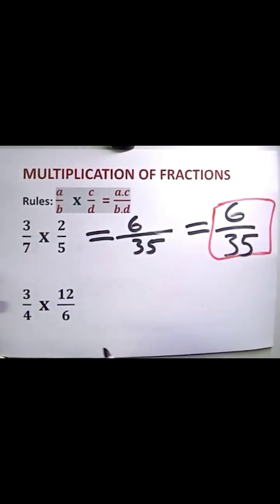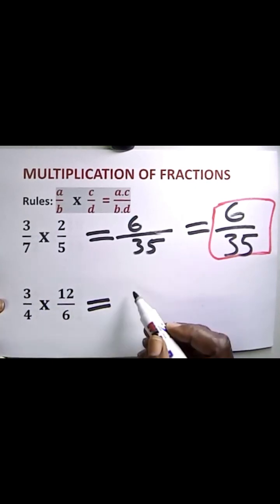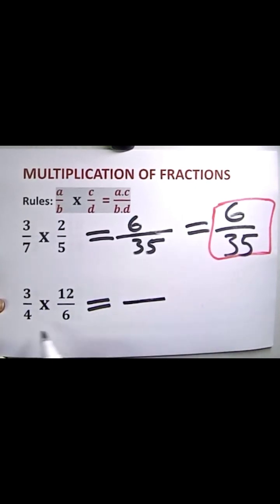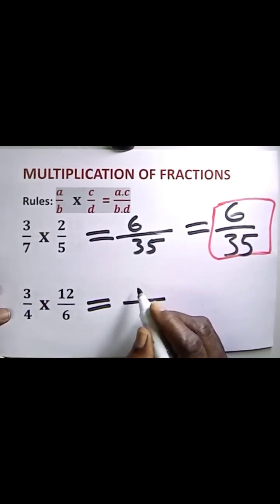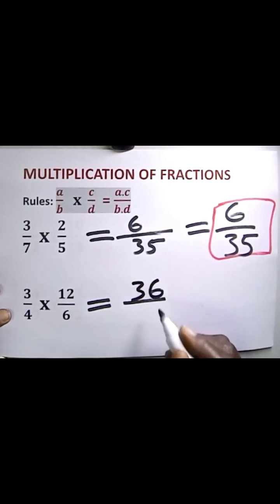So we look at still another example. 3 over 4 times 12 over 6. We'll have to multiply the numerators, 3 times 12 to get the new numerator, and we'll also multiply the denominators, 4 times 6 to get the new denominator. And 3 times 12, as we all know, is 36, and 4 times 6, as we all know, is 24.